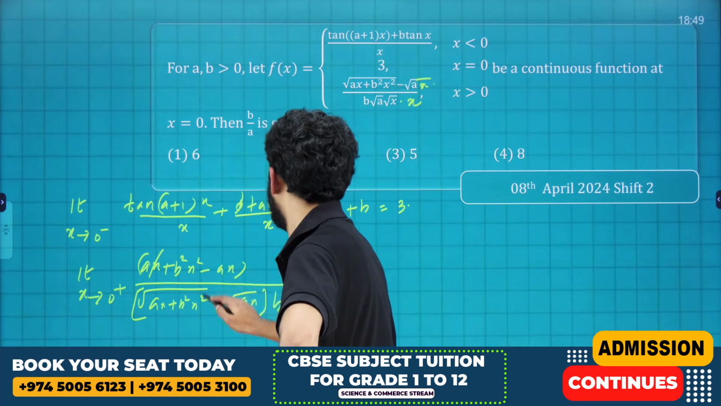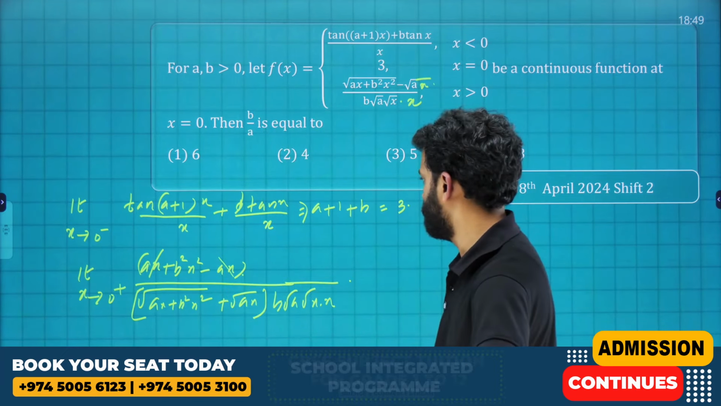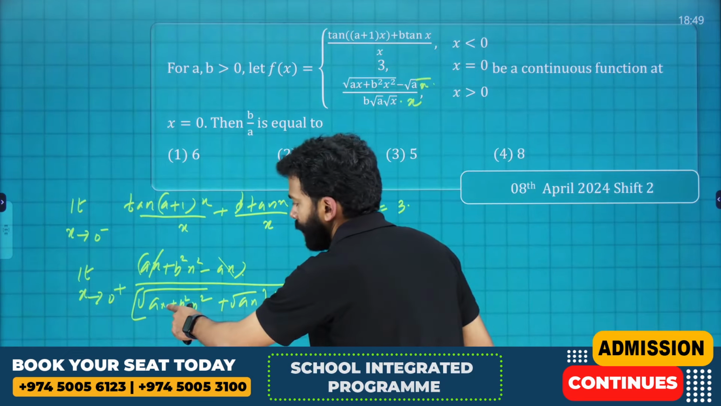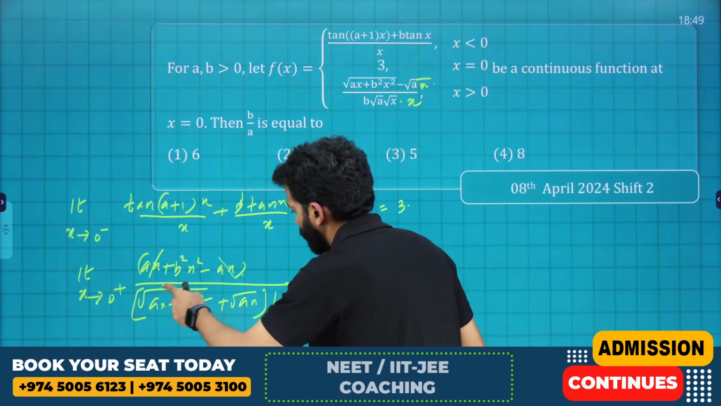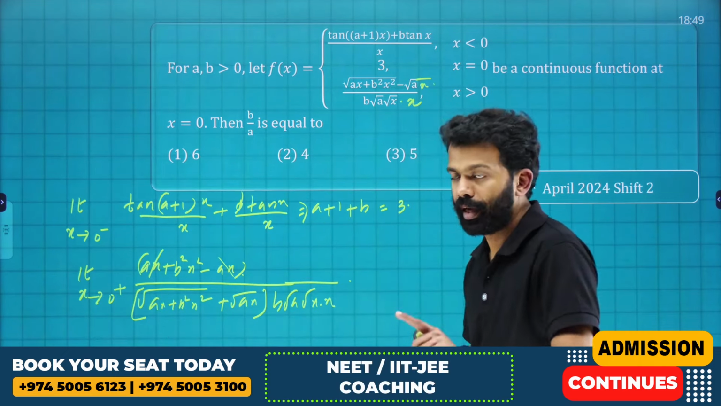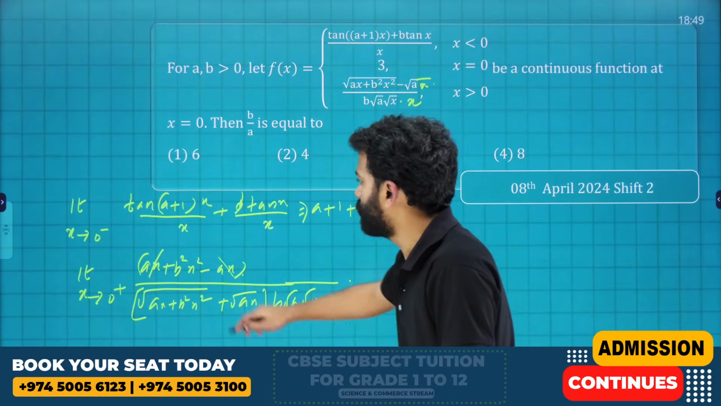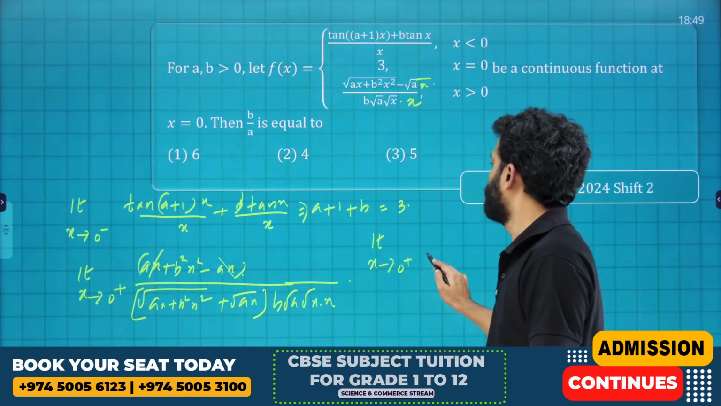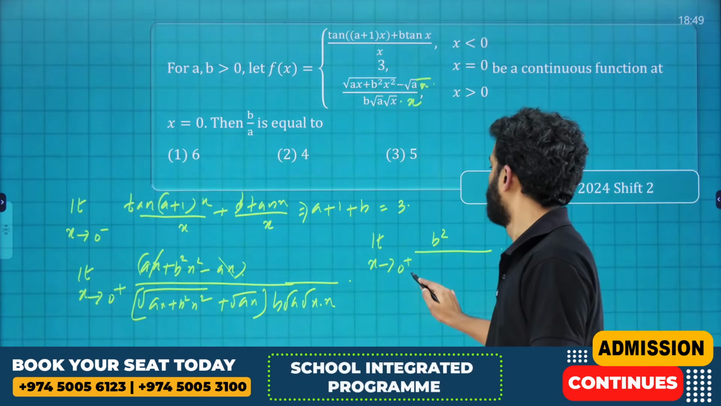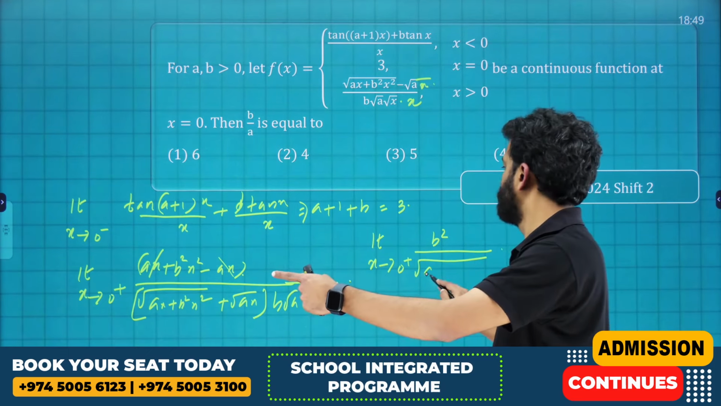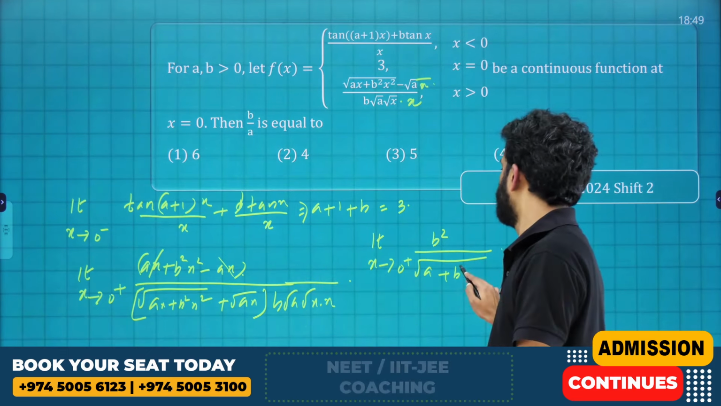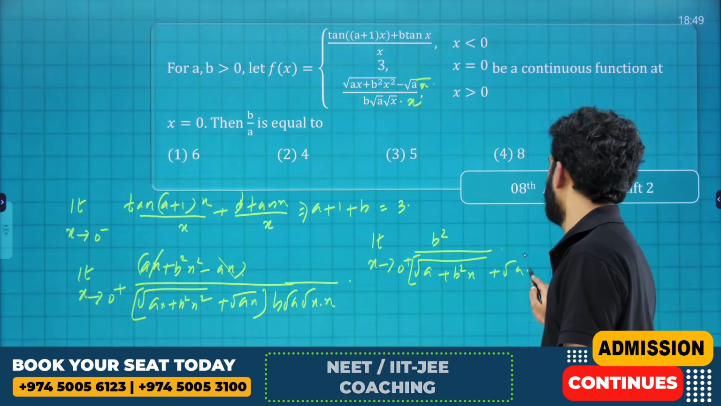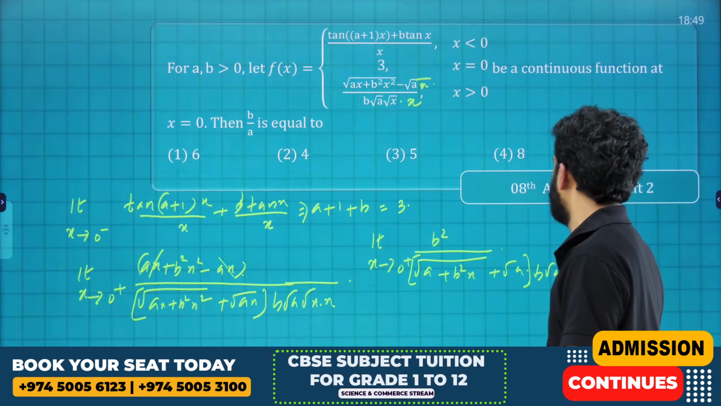This and this got cancelled, and we have b squared x squared over here. What we can do is take an x from here and here as well. Therefore, root x will be common, and that root x into this root x will be x, and x into x will be x squared. That x squared and this x squared will get cancelled. Therefore, it becomes limit x tends to 0 plus b squared divided by root of (a plus b squared x) plus root of a, into b root a, that is equal to 3.